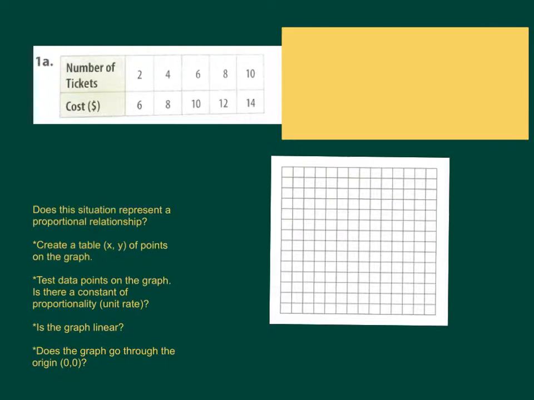So the number of tickets is going to be my X value. Let's see if I can change this to a different color. So this is going to be my X, and the number of tickets is going to be y. So actually I just reversed that. Number of tickets should be x and cost is going to be y. So tickets on my x-axis and cost on my y-axis.